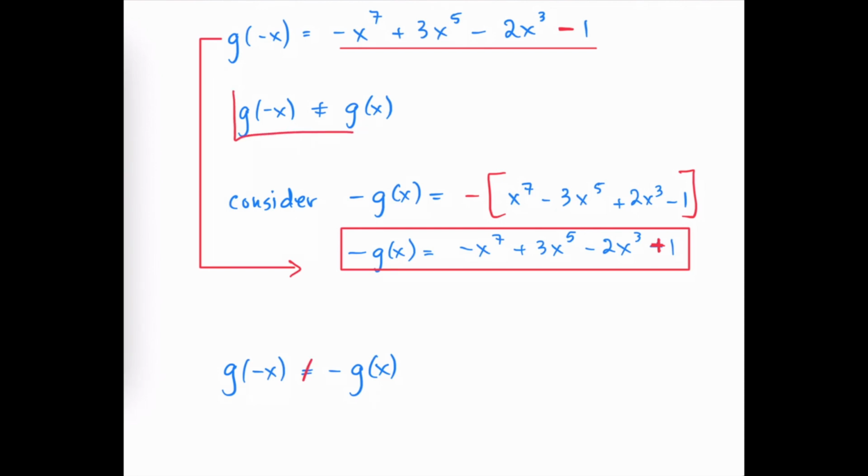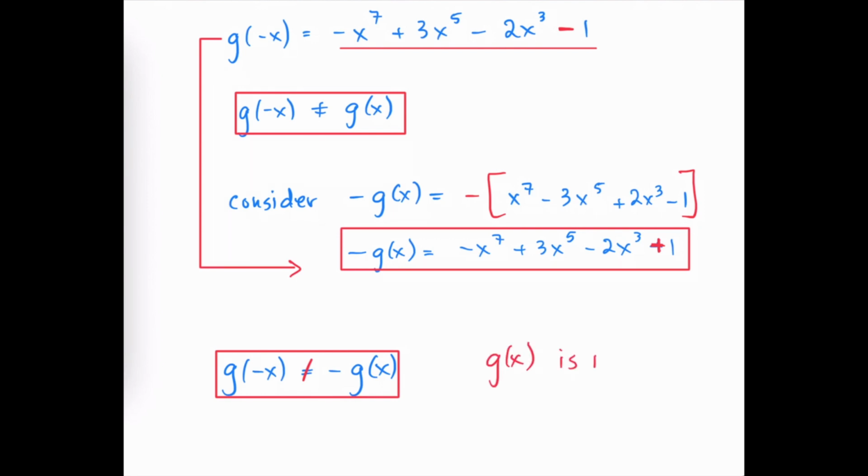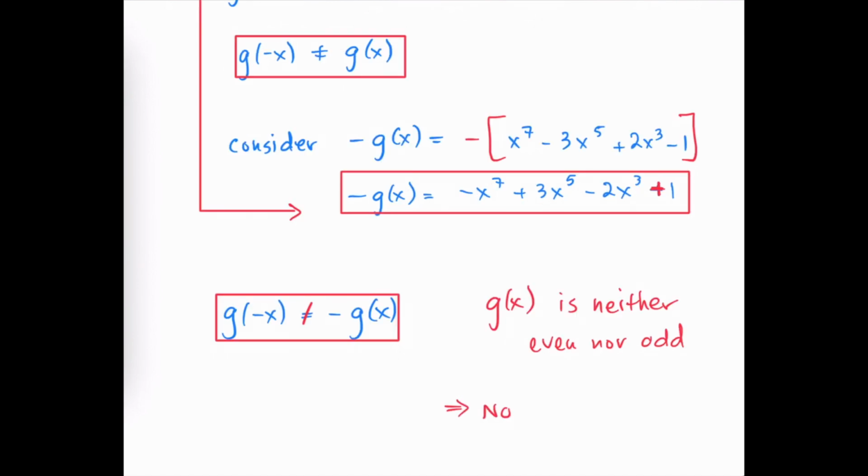So since g of negative x was not the same as the original, nor was it the same as the opposite of the original, we'll say that function g is neither even nor odd, which means that we can expect that graph not to have any symmetry.